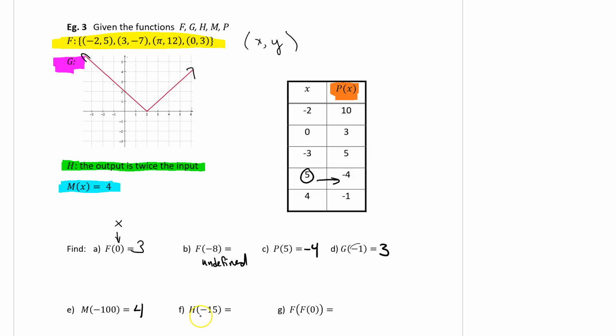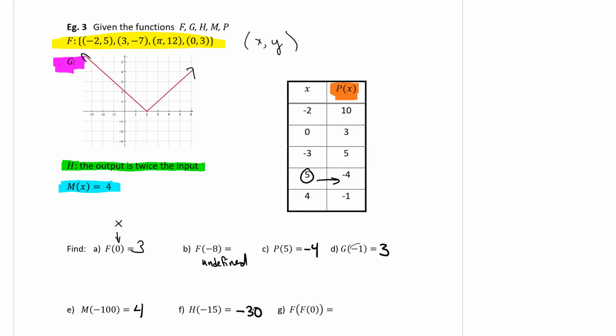So h at -15. h here says the output is twice the input. So if this is what we put into the machine, and it's a magical doubling machine, what gets spit out of it is twice the input. So 2 times -15 is going to be -30.